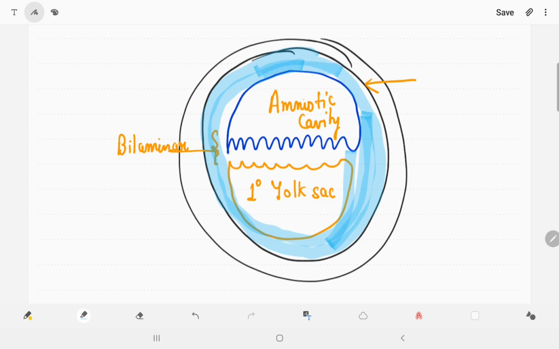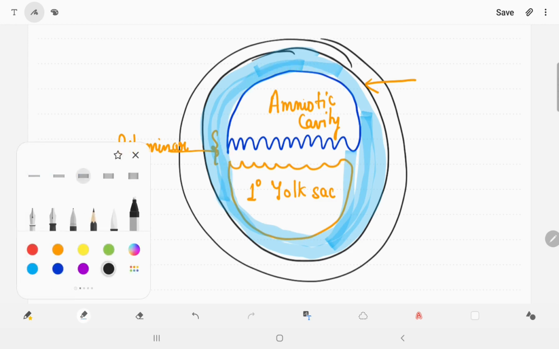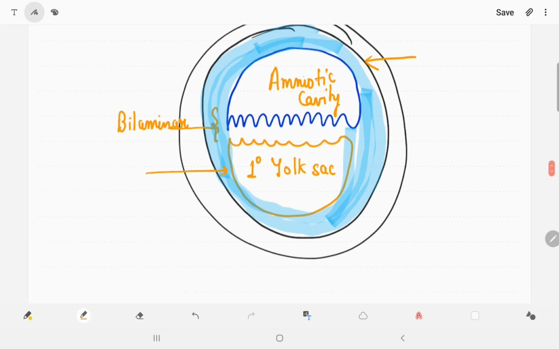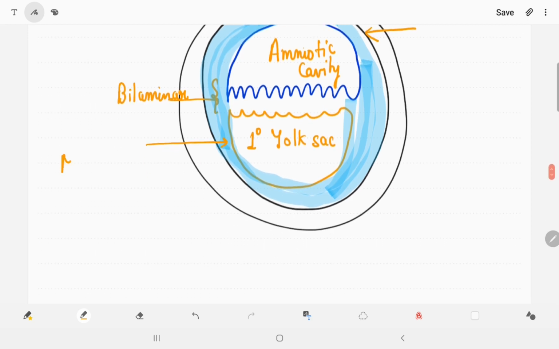So what is this known as? This is nothing but, this is known as this blue layer that I have drawn, this is known as the mesoderm. But mind you, this mesoderm is extra embryonic.